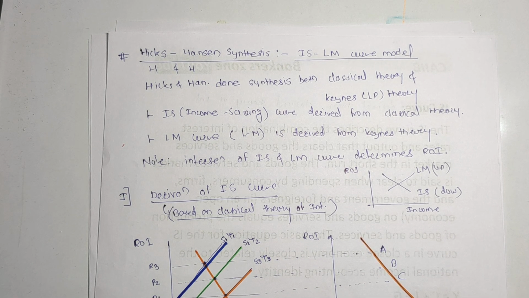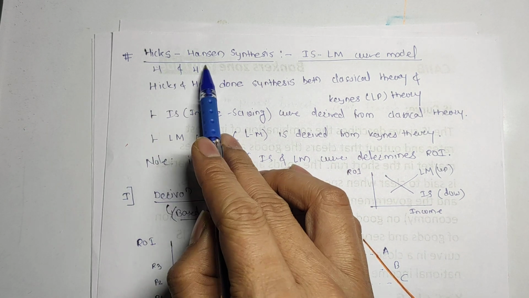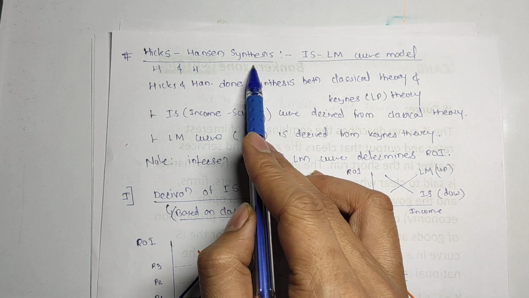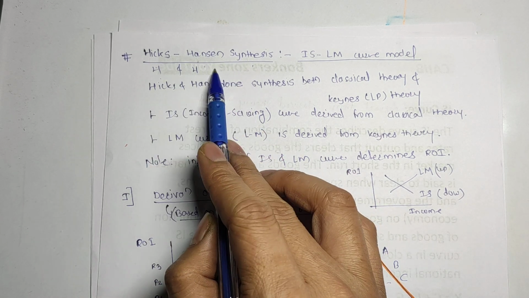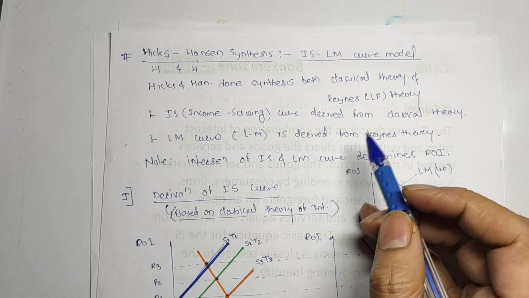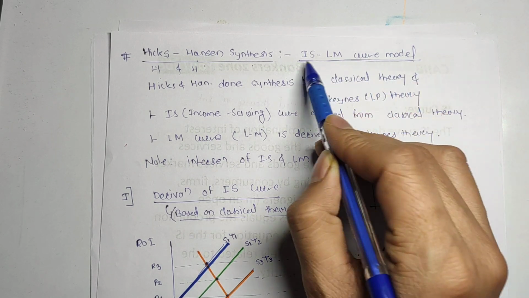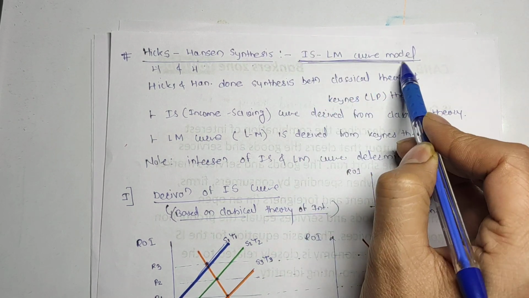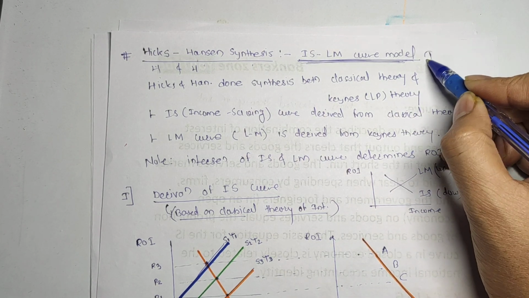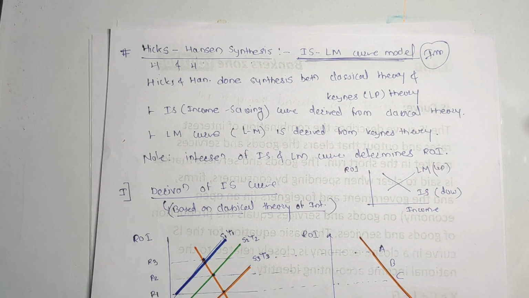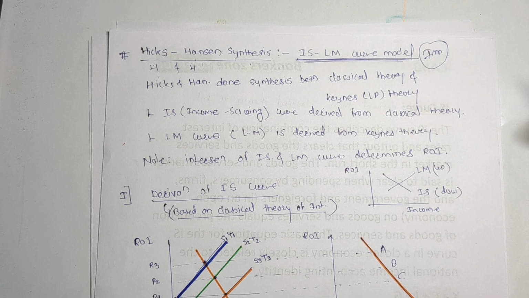Next is very important, friends, we have to study the Hicks-Hansen synthesis. That is very important. The H and H synthesis is also called the ISLM core model. Very important, the ISLM core model, and it is very important for your examination. Questions are generally asked only from the Keynes theory and the Hicks-Hansen theory, the rest of the part is useless.